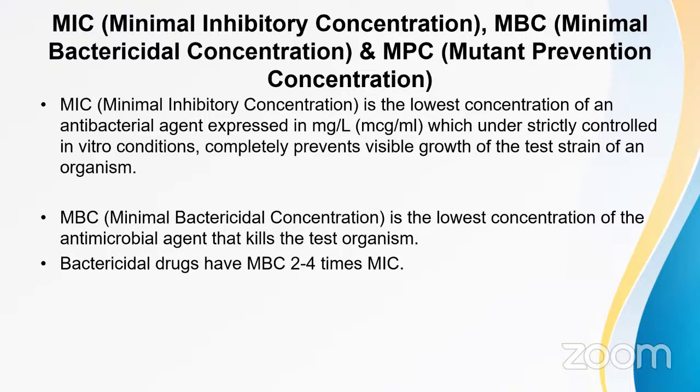So what are MICs? MIC is minimal inhibitory concentration, the lowest concentration of an antibacterial agent in milligrams per liter or micrograms per ml, which under strictly controlled in vitro conditions completely prevents visible growth of the test strain of the organism. And what is MBC? MBC is minimal bactericidal concentration, the lowest concentration of the antimicrobial agent that kills the test organism. So bactericidal drugs have an MBC 2 to 4 times the MIC.